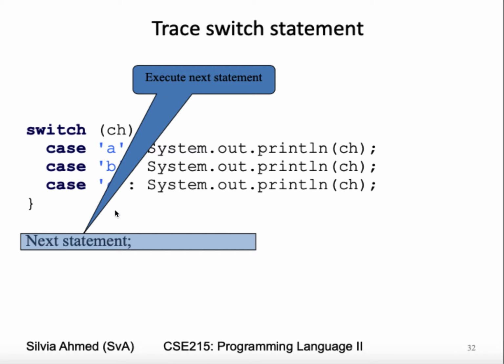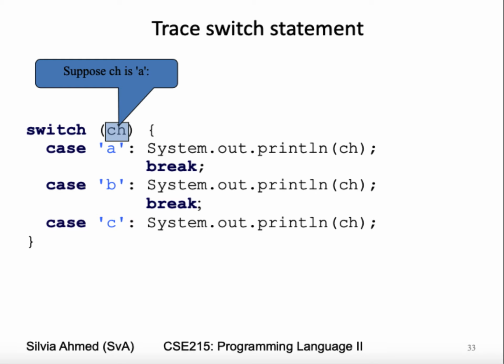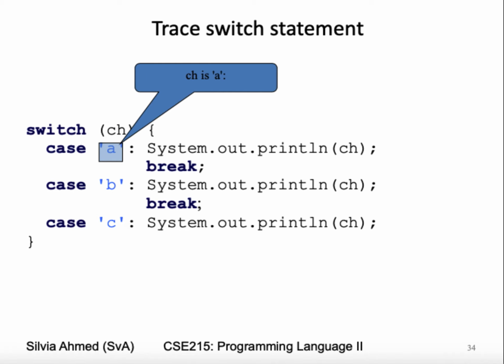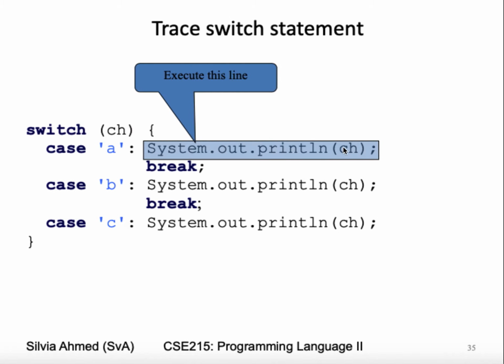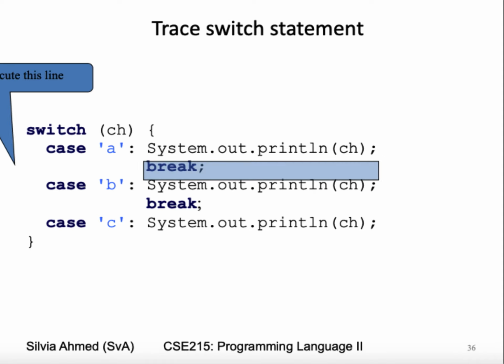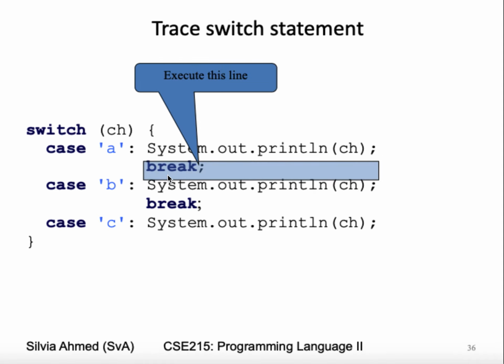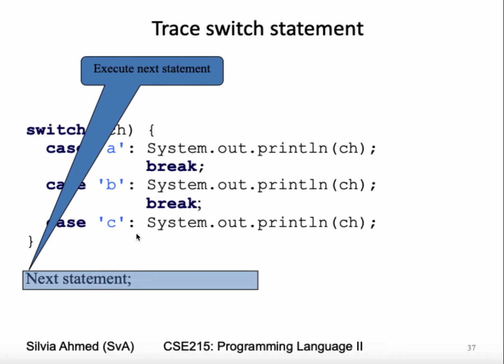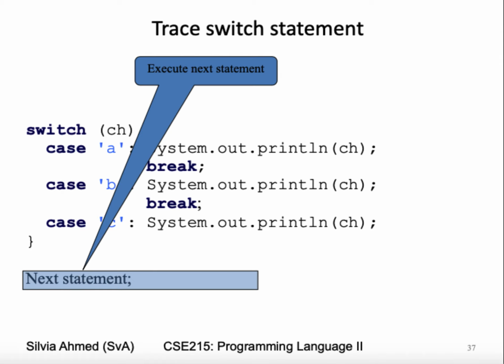If we don't want this and we want the corresponding letter to be printed only once, we can have this. Suppose ch is a, so the value of ch is a, which matches with this case. We will go inside this and print the value of a. Then we have this break statement. Break means we now need to get out of this block, so we will go out of this block and come to the next statement in the program. This is how the switch statement works.